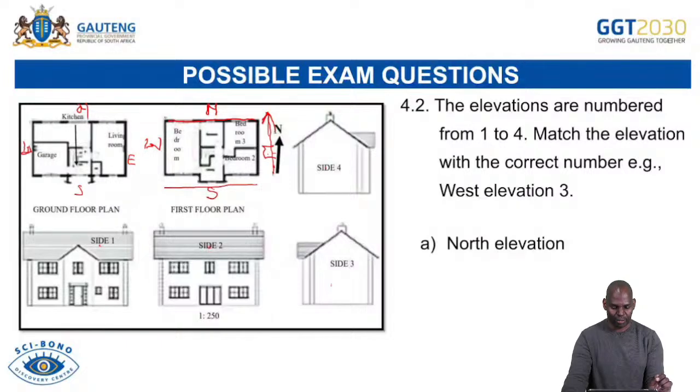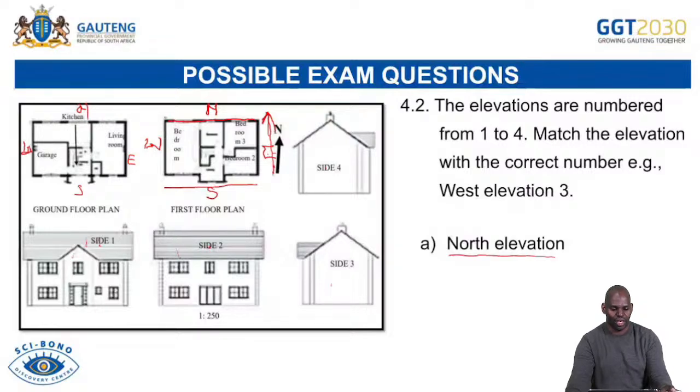Now we need to check. They say match the elevation with the correct number, e.g. west elevation is number 3. In this case, which elevation is the north elevation? We've got two elevations here, side 1 and side 2. But you can see that between these two, one of them must be the south elevation and the other one must be the north elevation.